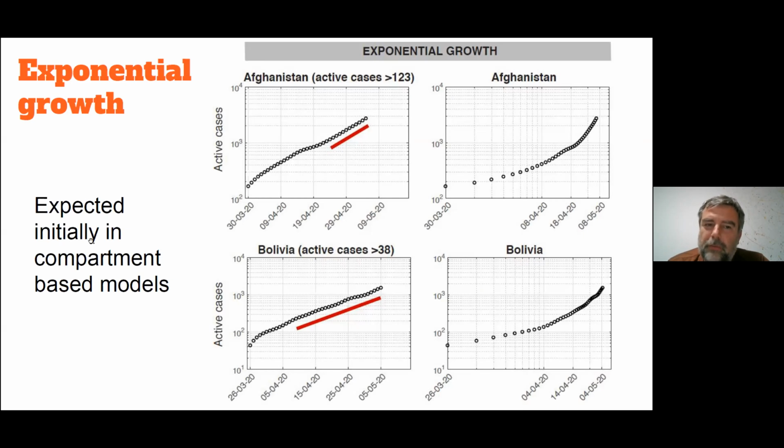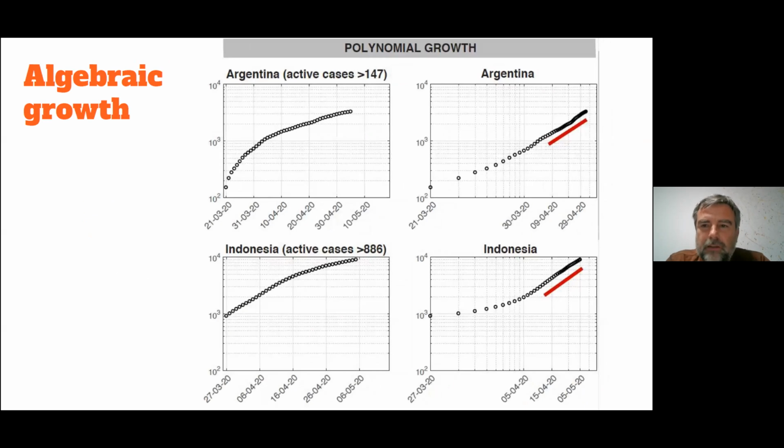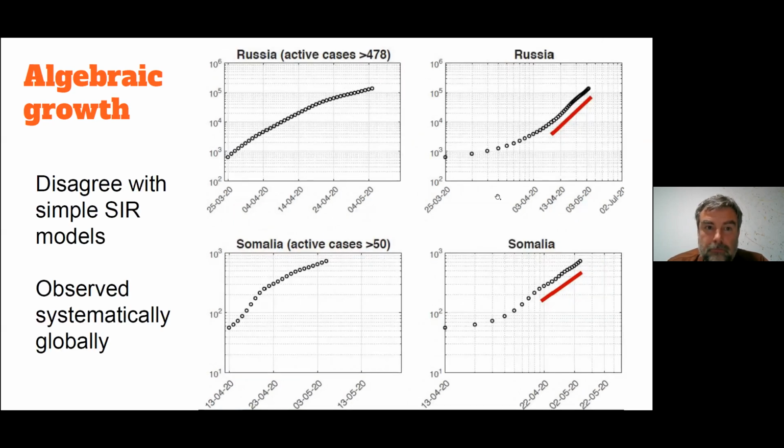Of course, initially you expected, in the compartment-based models, typically approximately exponential growth, but surprisingly what we were seeing in the data in many countries like Argentina, Indonesia, but more countries, was more like algebraic growth, so power law growth. On the log scale, which you have on the right always, and on the left is the semi-logarithmic scale, you see that the growth is algebraic. And it's not just those two countries, it happened in many countries. We saw it across many countries, Somalia and Russia as well.